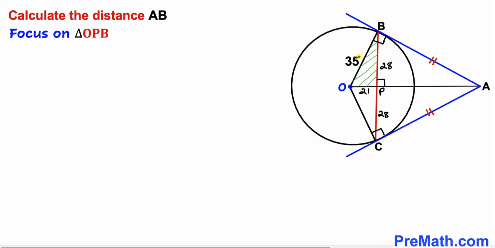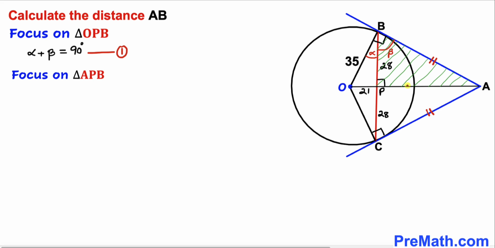And here's our next step. Let's focus once again on this triangle OPB. Let me call this angle alpha, and this angle I am going to call beta. Then we can see that the sum of these two angles is going to be 90 degrees. So let me write down alpha plus beta is going to be equal to 90 degrees. Let me call this our equation number 1.